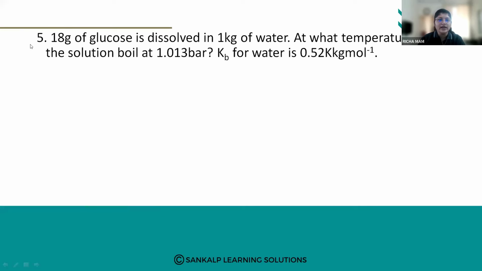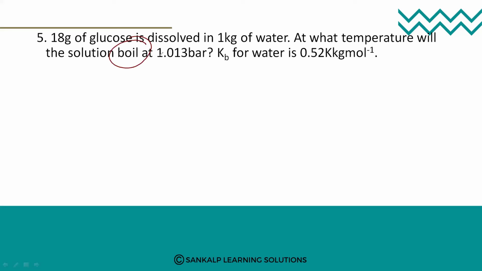Okay, next question: 18 grams of glucose is dissolved in 1 kg of water. At what temperature will the solution boil at 1.013 bar? Kb for water is 0.52 Kelvin kg per mole. Now, I am not going to solve this. I'm just going to tell you the formula. So by using that formula, you're going to use. This is the problem related to elevation in boiling point. Because here you can see the solution boils, right?